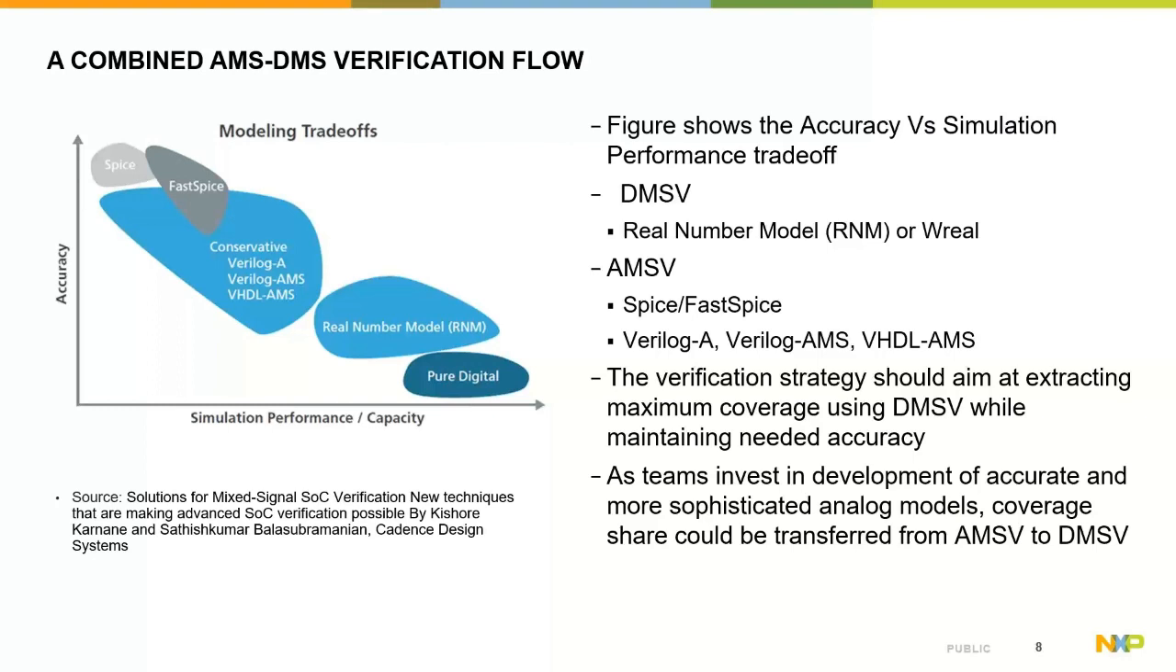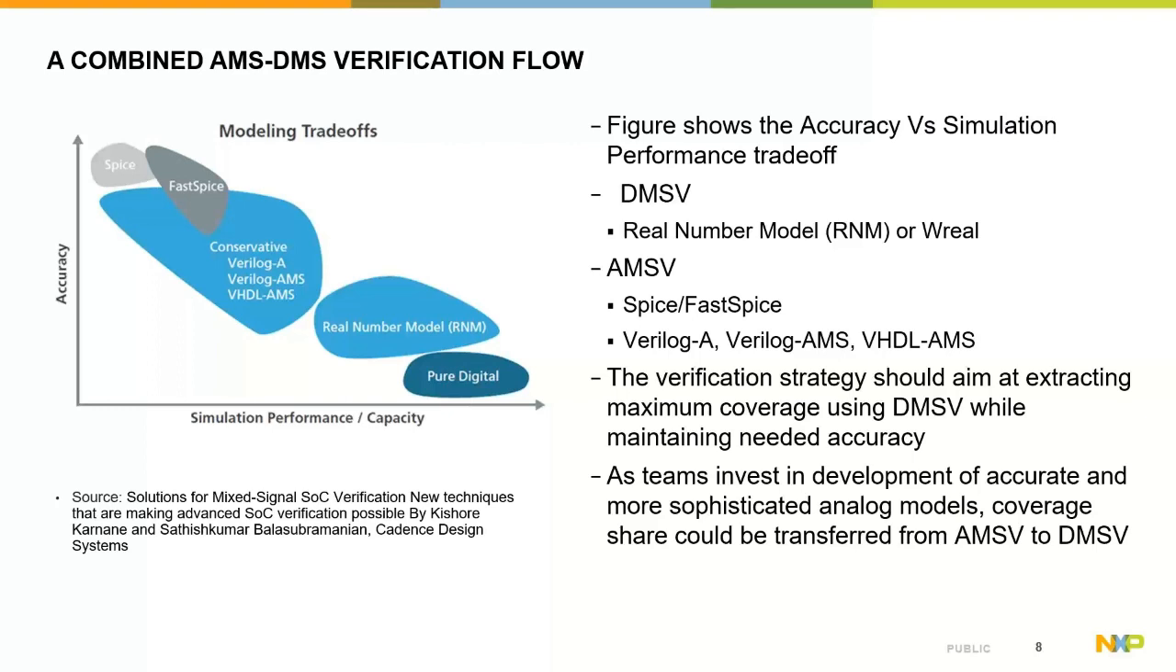So you can see that DMSV using real number models is good on the simulation performance, whereas it is much less accurate than SPICE models, which is what AMS uses. So the idea is that the verification strategy should aim at extracting maximum coverage using real number models while maintaining the required accuracy. Then how do we do that? How we do that is we, as teams, invest more in developing accurate and more sophisticated analog models.